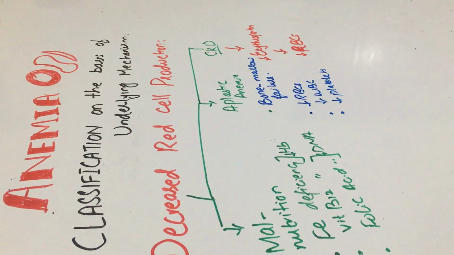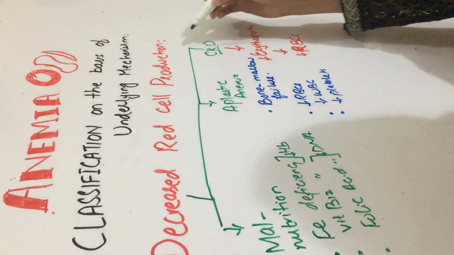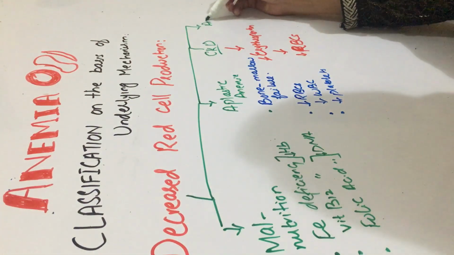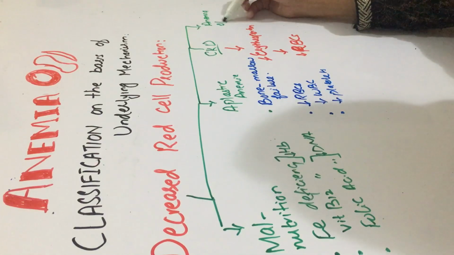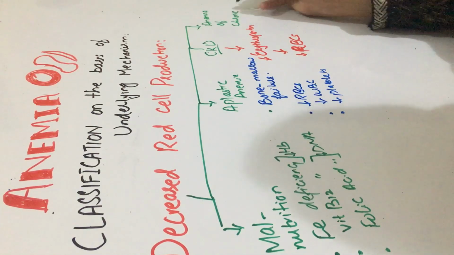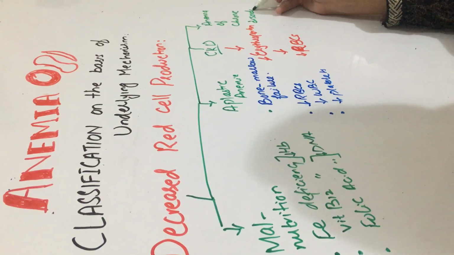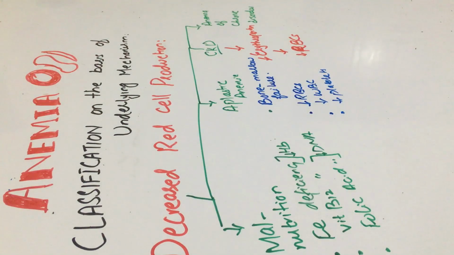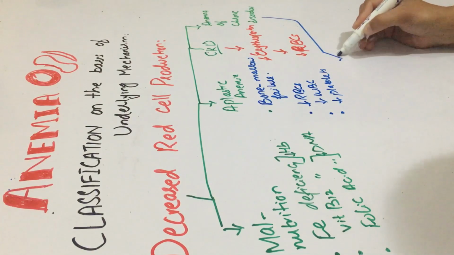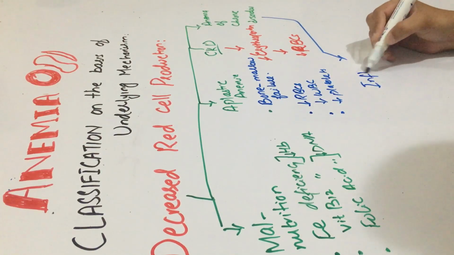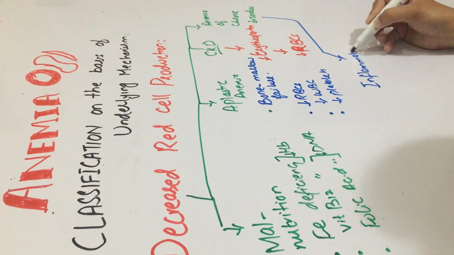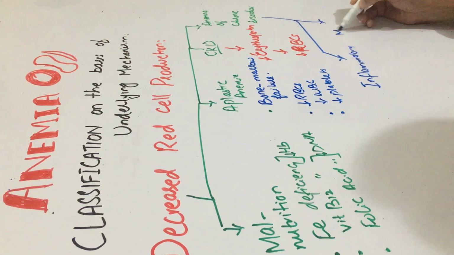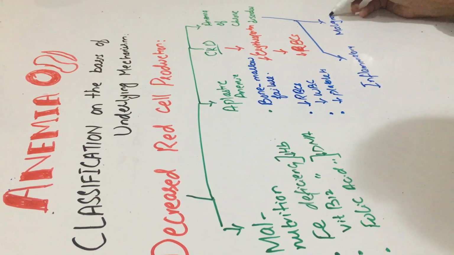The fourth could be anemia of chronic disorders. What is anemia of chronic disorders? In chronic disorders, what could be there? There could be an inflammatory condition, any inflammatory process, or there could be any malignancy, and various others.